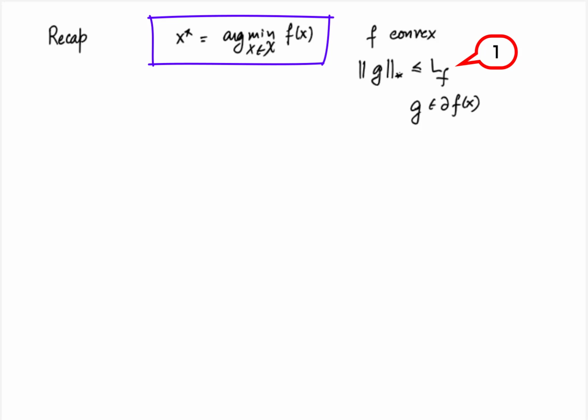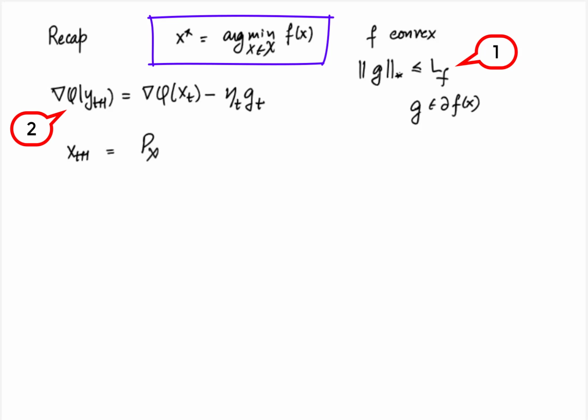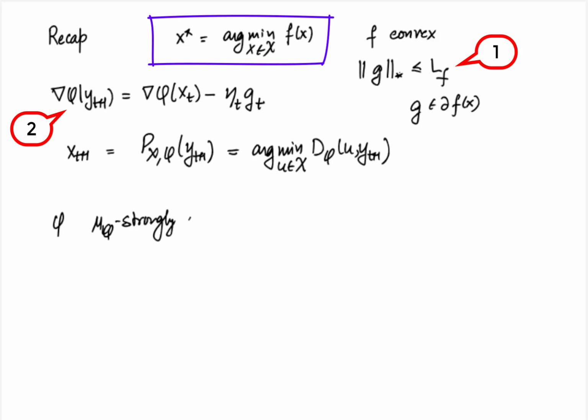The mirror descent updates are equivalent to the following equations. Gradient of phi of y_{t+1} equals gradient of phi of x_t minus eta_t g_t. x_{t+1} equals P_X^phi of y_{t+1}, which is equal to argmin over u in calligraphic X of D_phi of u comma y_{t+1}. Where phi is strongly convex, so that D_phi of x comma y is less than or equal to 1 by 2 mu_phi times the dual norm square of gradient phi of x minus gradient phi of y.